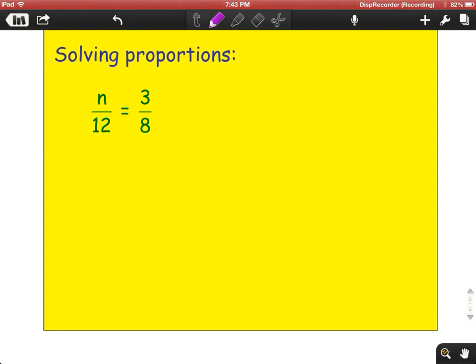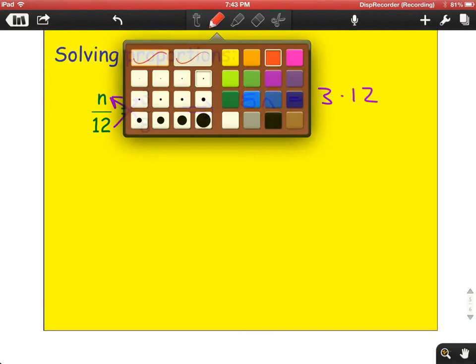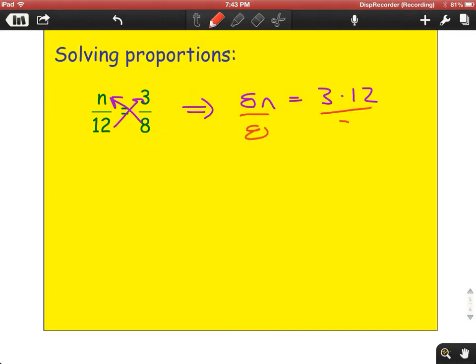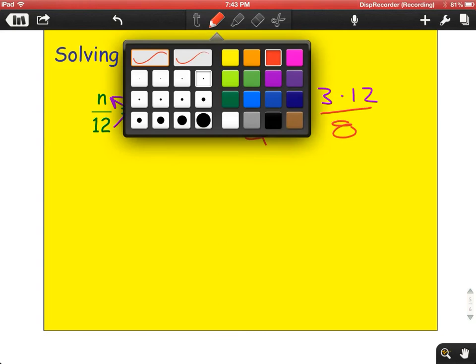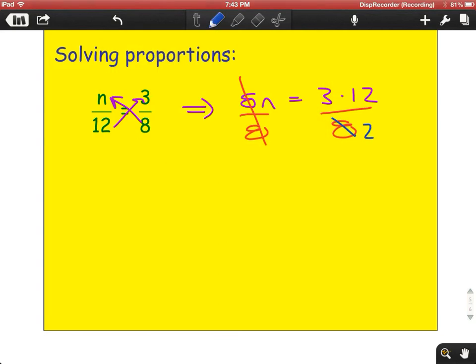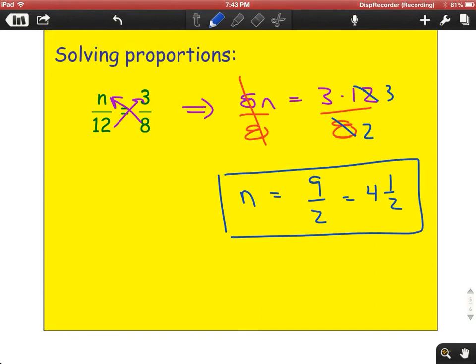If I wanted to solve this, I would cross multiply. And then I would divide by 8. Notice that I didn't multiply 3 times 12 because I can do some canceling. I could divide both of those by 4. So n is equal to 9 over 2, or 4 and 1/2.